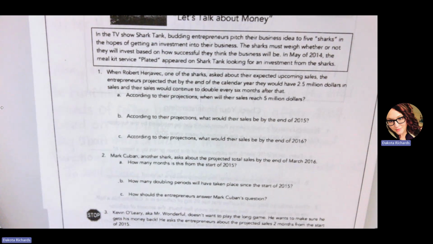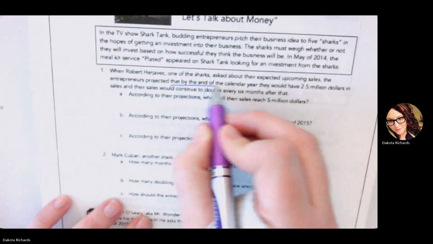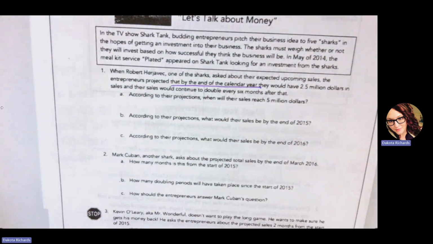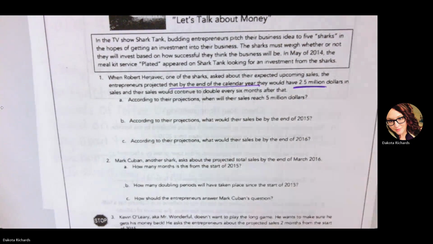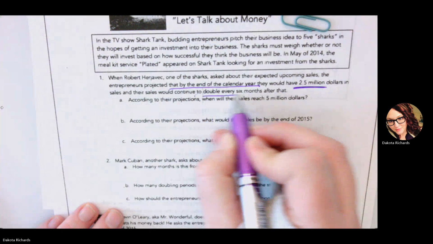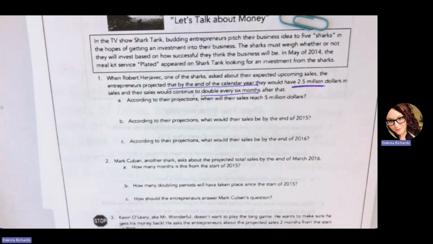When Robert, one of the sharks, asked about their expected upcoming sales, the entrepreneurs projected that by the end of the calendar year, they would have $2.5 million in sales. And their sales would continue to double every 6 months after that. That's very important. It doubles every 6 months. So in a year, how many times does it double? Twice, right?